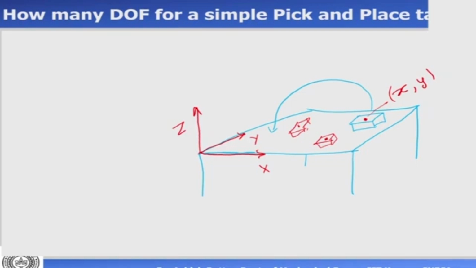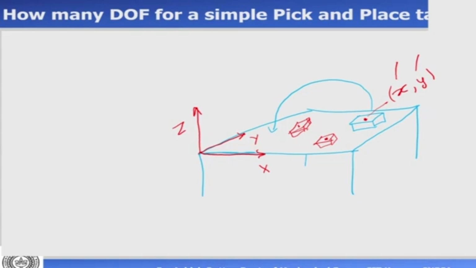It has a z also, but at the moment let's say that we are considering the object kept on this table. So as long as we control that x and y, then I can catch the object or place the object anywhere on this table. So how many independent parameters are there? There is x and there is y. So there are 2.